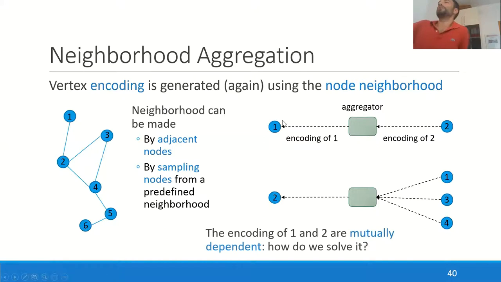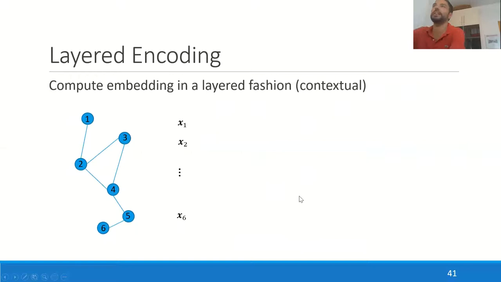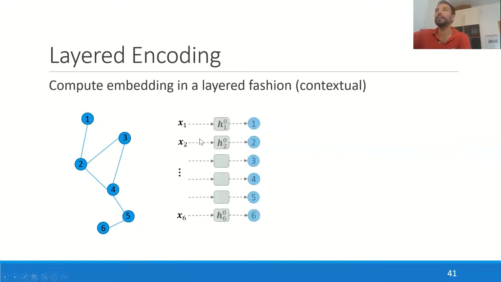Problem is that encoding of 1 and 2 are mutually dependent again. Okay, so 2 is used for 1, and 1 is used for 2. What's the solution? Again, is layering, okay? So I first compute an embedding independently for each node. This is my magic box computing an embedding for node 1, for node 2, for node 3, and node 4, at level 0. This is why I have superscript 0. And at level 0, I only consider the labeling information of the single node.